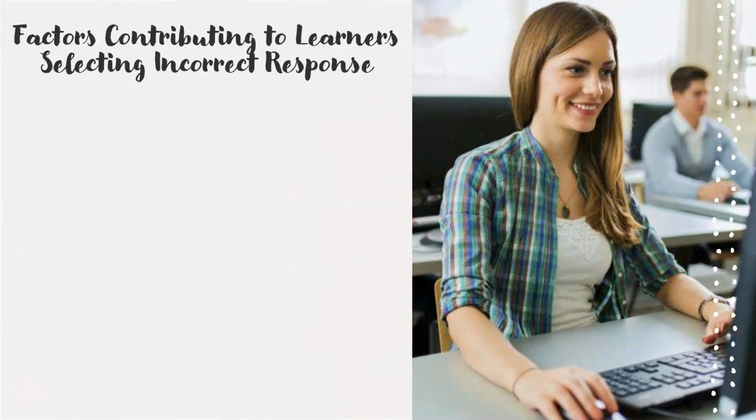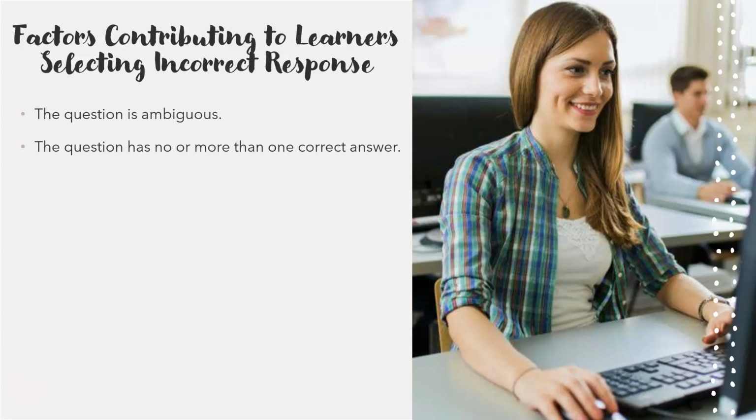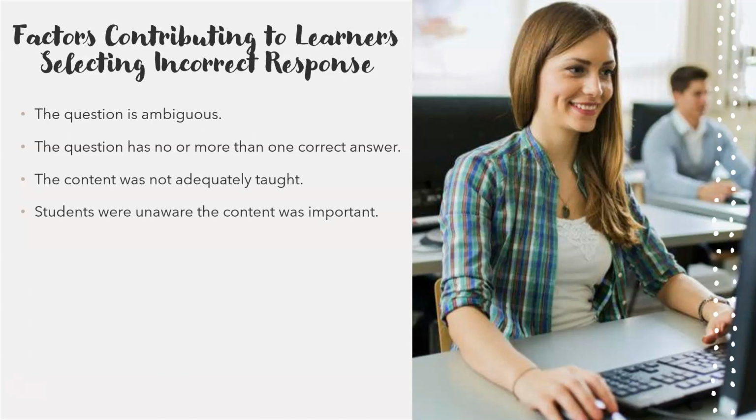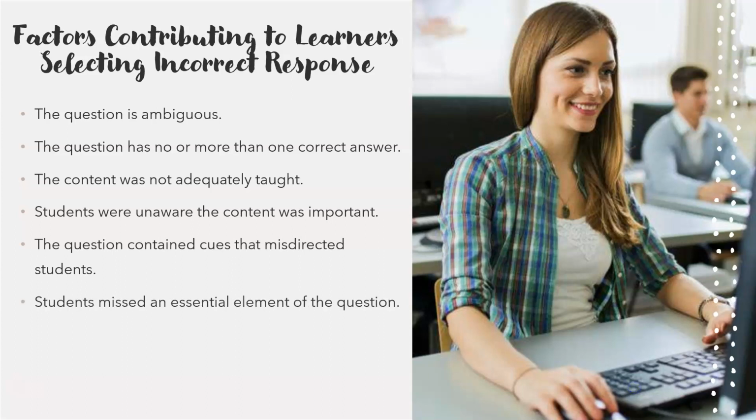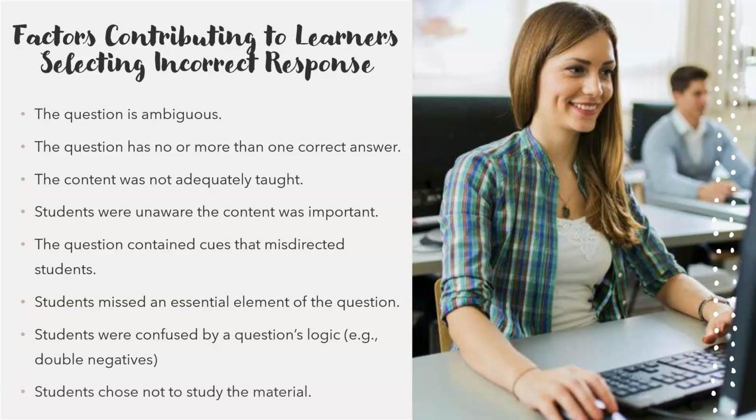Now, factors contributing to learners selecting incorrect responses. Well, the question could be ambiguous. The question has no correct answer or more than one correct answer. The content was not adequately taught. Students were unaware the content was important. The question contained cues that misdirected students. Students missed an essential element of the question. Students were confused by a question's logic. For example, in the stem, you may have double negatives. Or students chose not to study the content.